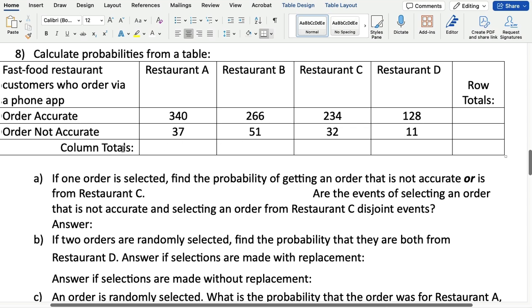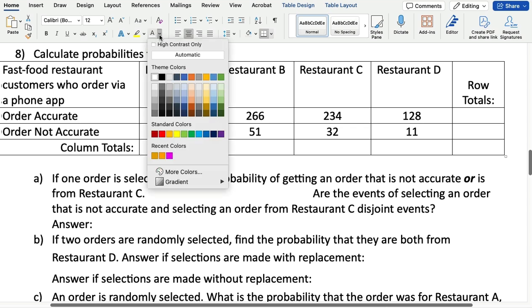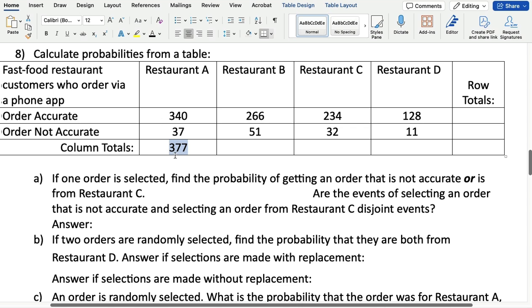And what we need to do then is calculate all of the totals. So how many orders were there from restaurant A? You just add the 340 to the 37, and we get 377 there. The total number of orders from restaurant B is 317. The total number of orders from restaurant C is 266. Again, just add those numbers. And the total number of orders from restaurant D was 139. Okay, so we didn't have the same sample sizes from each of the restaurants.